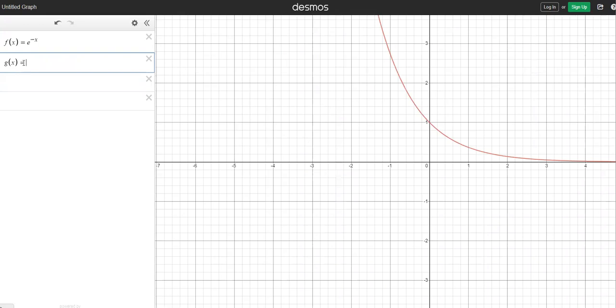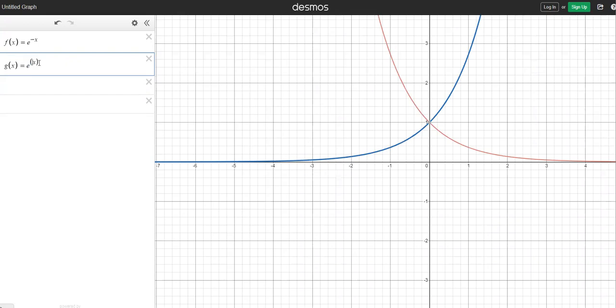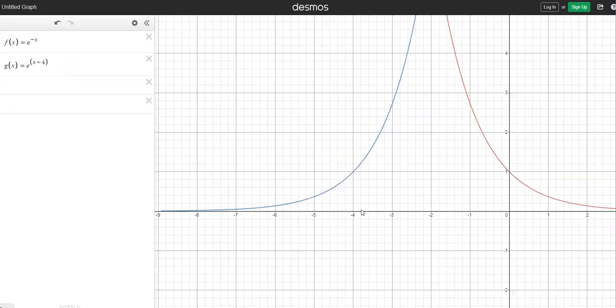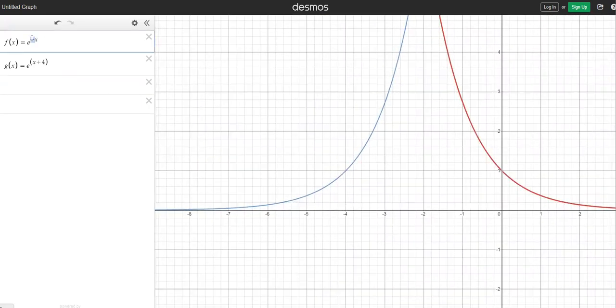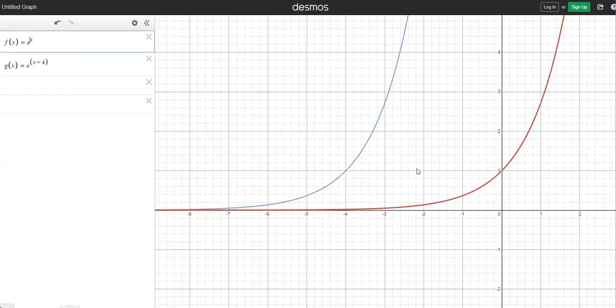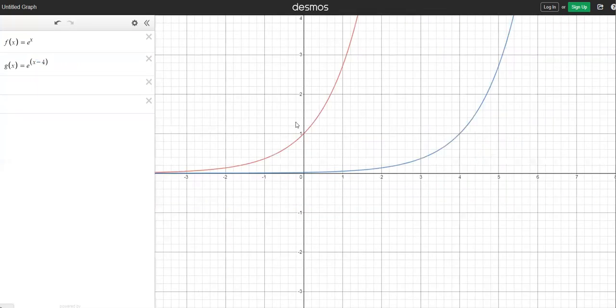Let me show this. So if I have e to the x, and if I add four to it, I would go to the left by 4. 1, 2, 3, 4. There's my blue point. If I subtract 4 from it, it would move me to the right by 4.